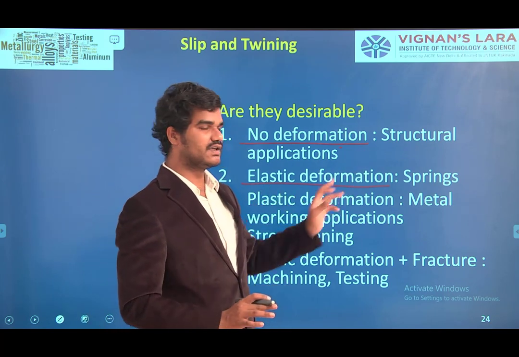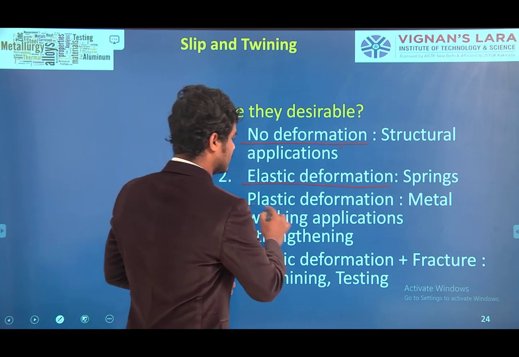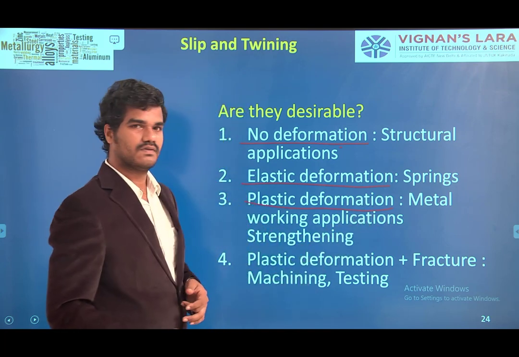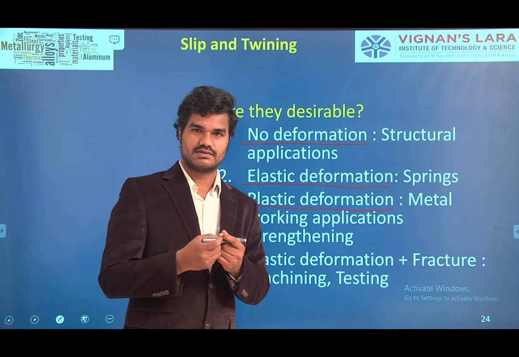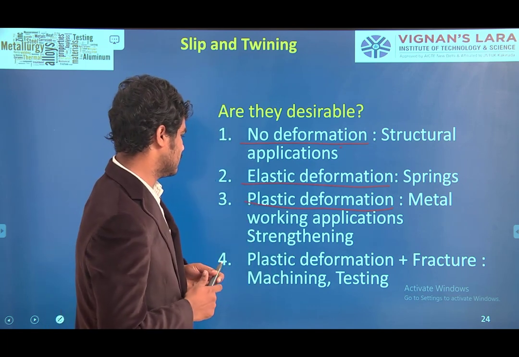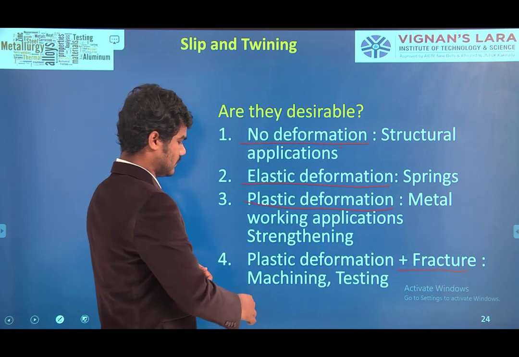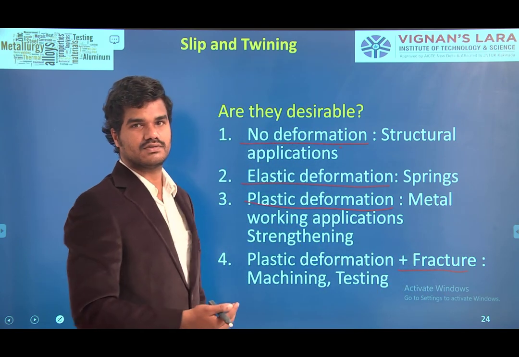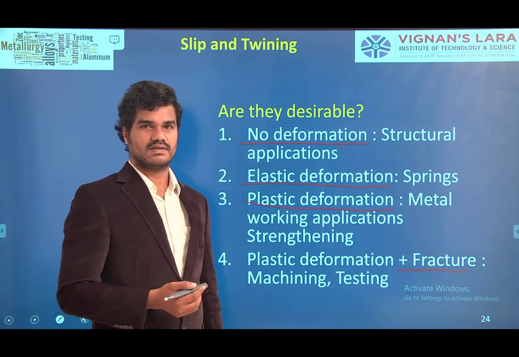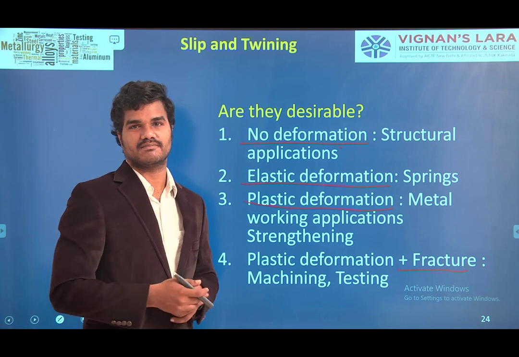There should be elastic deformation you want in the spring case, and plastic deformation. In metals, it has to elongate at some places for plastic deformation. Okay, and fracture also should happen at some places. At some places you want it, some places you don't want it. So this is why I am discussing these. These are all happening due to slip and twinning.